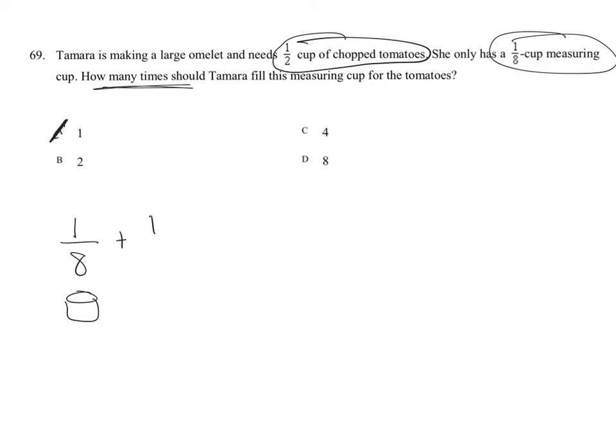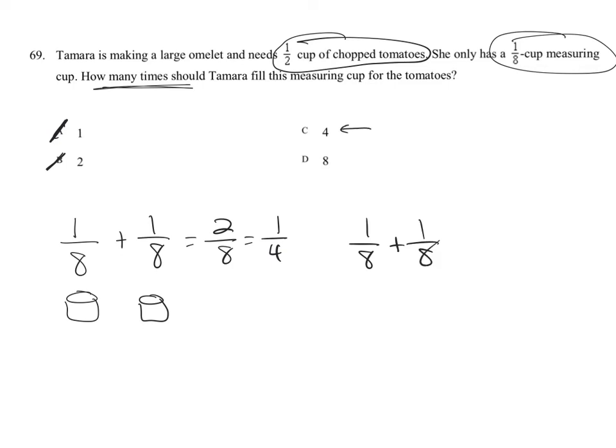Okay, so let's say I add another 1/8. So this would be 2 times. Well, 1/8 plus 1/8 is 2/8, which simplifies to 1/4. So 2 did not work. So then let's try adding some more. Well, I don't have 3, but I do have 4 here. So let's try 4. So I'm going to add 1/8 4 times. This gives me 4/8, which I know if I divide both by 4 gives me a half, which is what I'm looking for. So C is the correct answer.